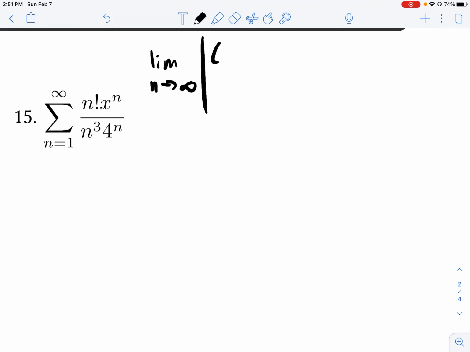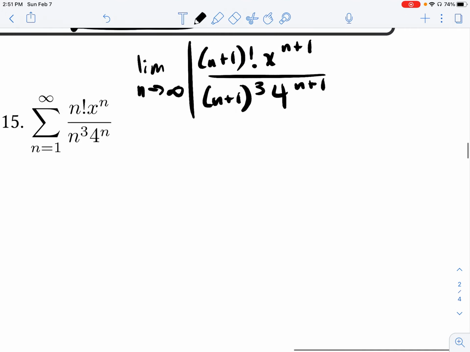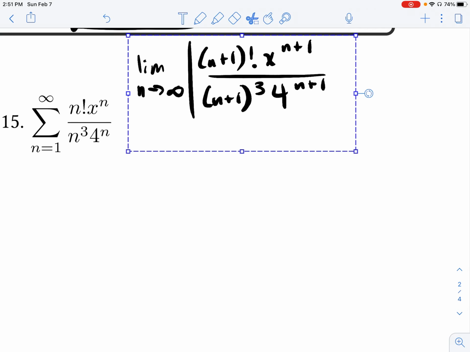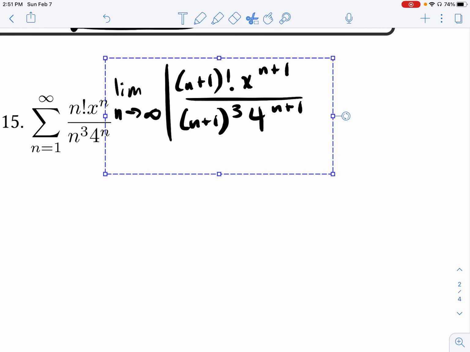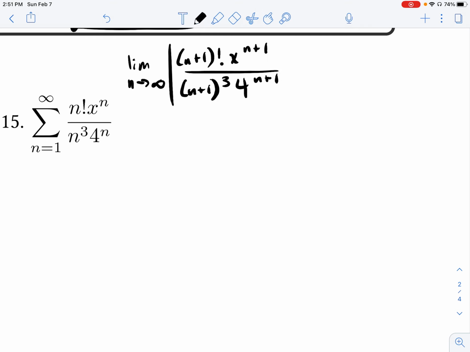Deep breath. n plus 1 factorial times x to the n plus 1 all over n plus 1 to the third times 4 to the n plus 1. Now we've got to multiply all of that. So I'm going to actually move this. Let me make this a little bit smaller. And now we're going to multiply that by the reciprocal of a sub n. So that's n cubed times 4 to the n all over n factorial times x to the n. Okay. All right, I think I got everything.